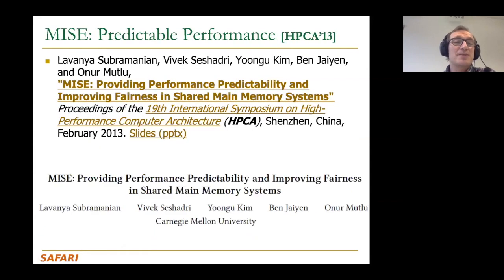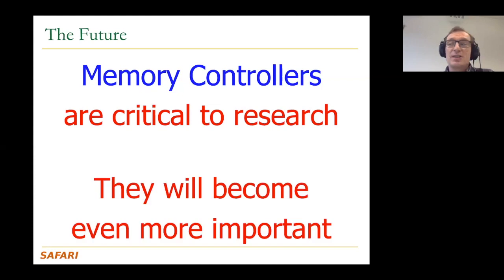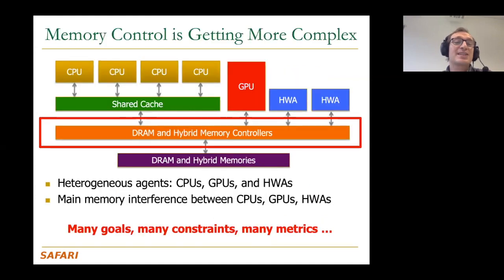And then predictable performance is important, and we're going to talk about that later on. But basically, my point here is memory controllers are also critical to research, and they're really the gateway to accessing main memory. They're going to be more important in the future. That's why it's good to think about a memory-centric perspective. Everything is going through the memory controller, and whatever is going through the memory controller from the top over here is heterogeneous. And whatever the memory controller is controlling is heterogeneous.